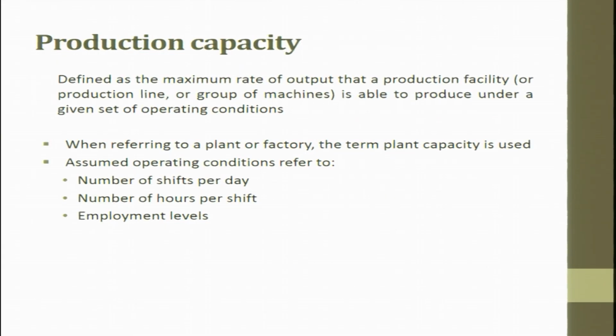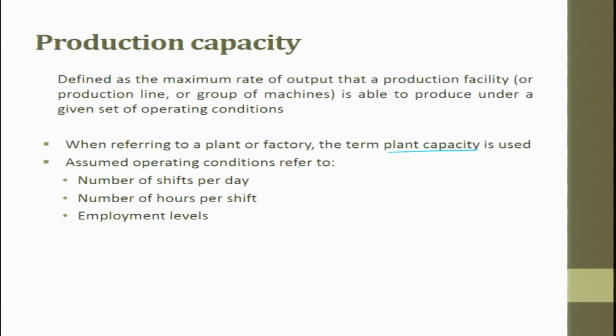So, production capacity is defined as the maximum rate of output that a production facility is able to produce under a given set of operating conditions. When referring to a plant or a factory, the term plant capacity is used. Production capacity or plant capacity is the same.